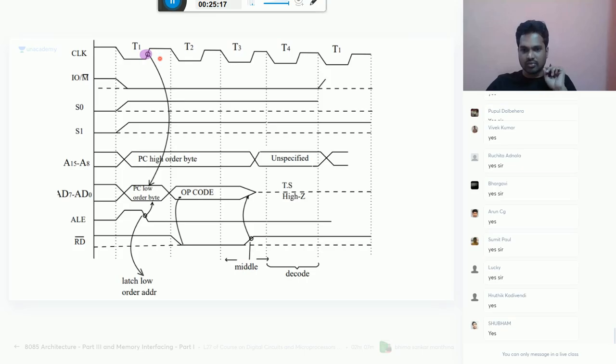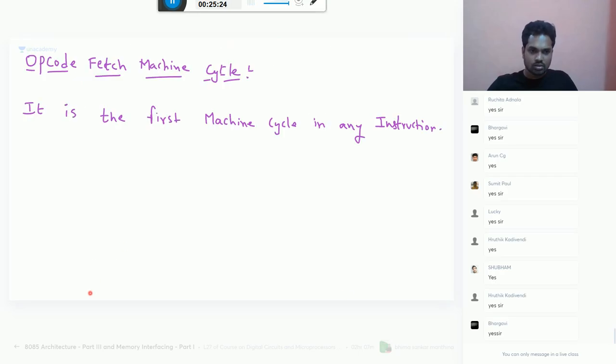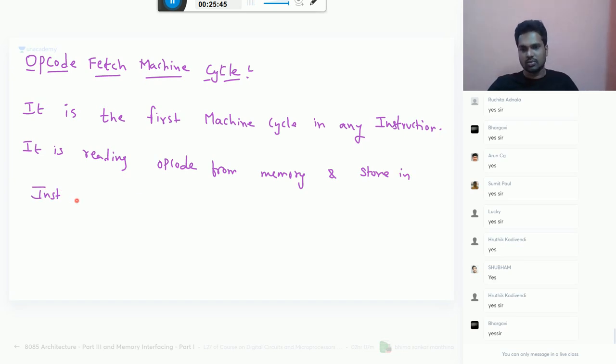Opcode fetch is a memory operation. Why? First tell me, what is opcode fetch? It is reading the opcode from memory and storing it in where? Instruction register. Very good, Asif. It will be stored in the instruction register.